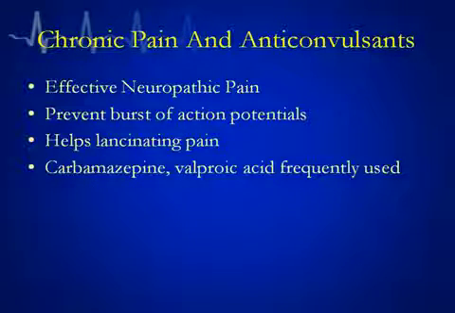Chronic pain and anticonvulsants also do very well for neuropathic pain. The anticonvulsants actually will prevent bursts of action potentials, and it helps the lancinating pain. When patients come in with trigeminal neuralgia, they're getting those bursts of pain that just shoot across their face. Most of these patients will do well on Tegretol as well as valproic acid.